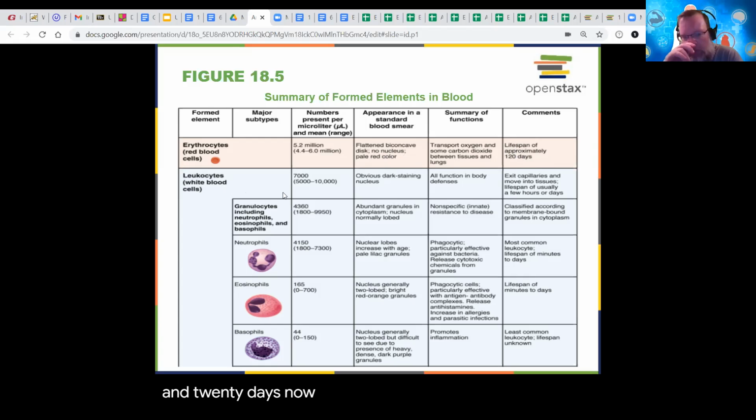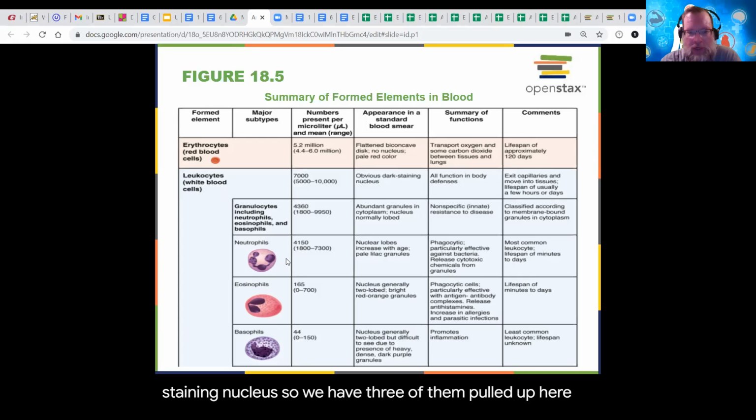Now, when we look at leukocytes, the total amount of white blood cells is about 7,000 per microliter. So when we do a CBC, they may come back and say the white blood count is 15,000 or 12,000. That means we've probably got an infection of some sort. 5 to 10,000 is your normal range for white blood cell count. They're nucleated, so they have that obvious dark staining nucleus. I have 3 of them pulled up here, your 3 granulocytes. You can see some granules inside the cytoplasm. They're dark staining. Their function is body defense mechanisms, immunity.